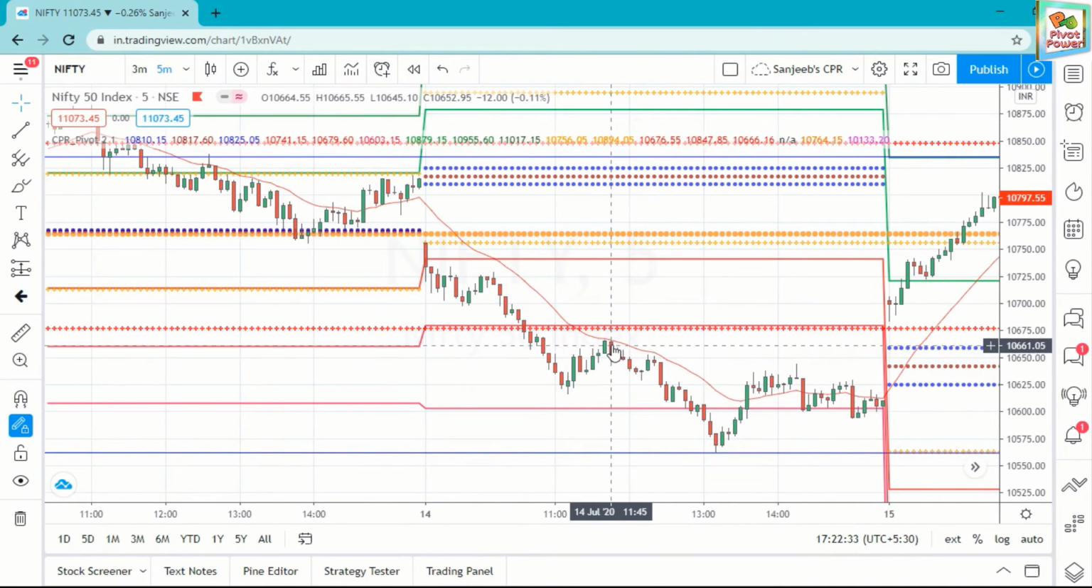Entry in this candle, and the stop loss should be above the 20 EMA, and for more safety above the previous week low and the R2 resistance. Then this much is the stop loss.